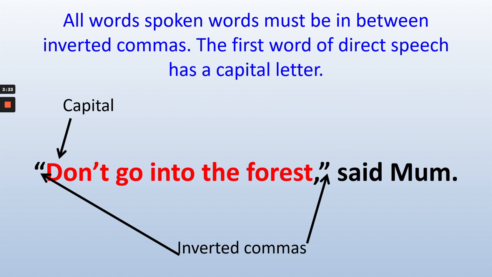Okay. So all the words spoken in a book must be in between inverted commas. The first word of the direct speech has a capital letter. So all the spoken words are inside these funny little looking commas. They're called inverted commas. And the words in red are what is spoken. There's a capital letter at the beginning of the direct speech, the words that are spoken.